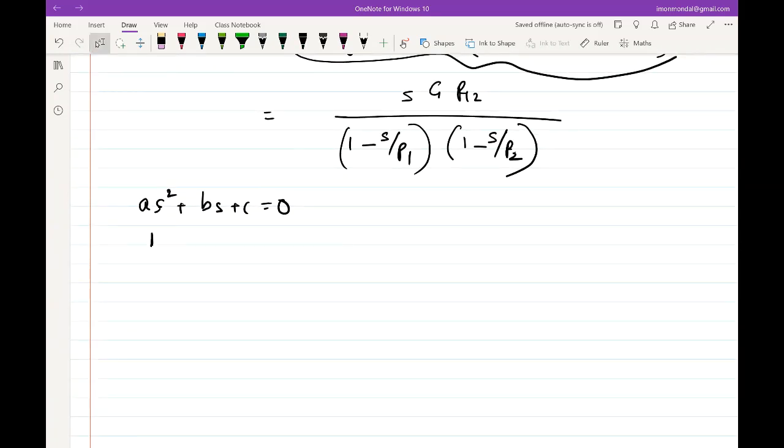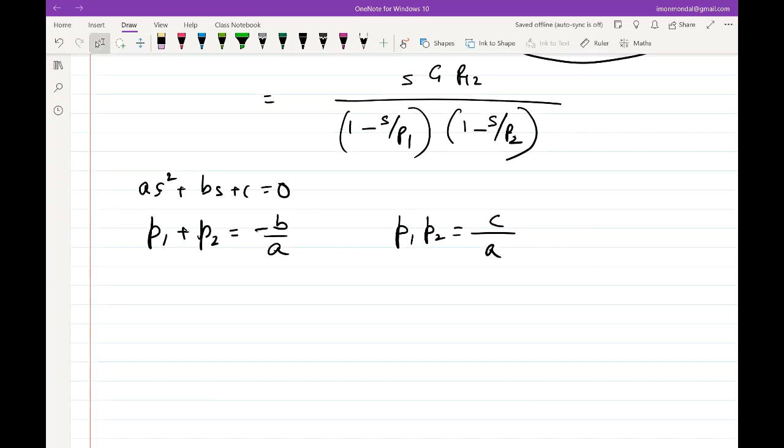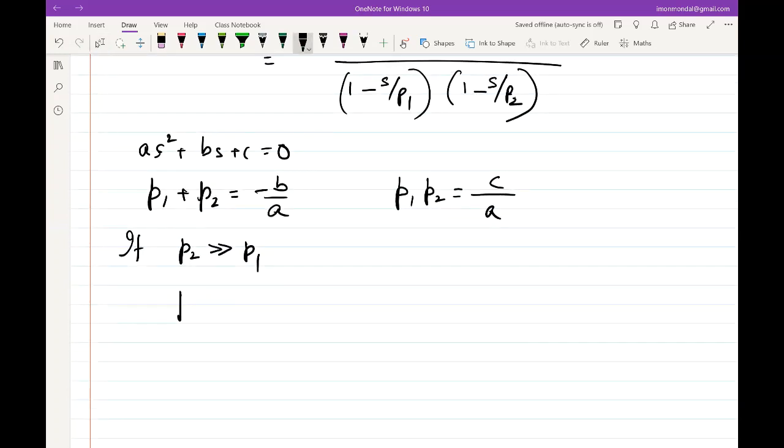One property is that P1 plus P2, the sum of the roots, is minus b by a, and the product of the roots is c by a, right? So if we know a priori that P1 and P2 are far apart, which means there is a dominant pole, let's assume P2 is much greater than P1. Then I can simply say that P2 is equal to minus b by a. And then I plug that value of P2 into the other equation, and I should get P1 equal to minus c by b.